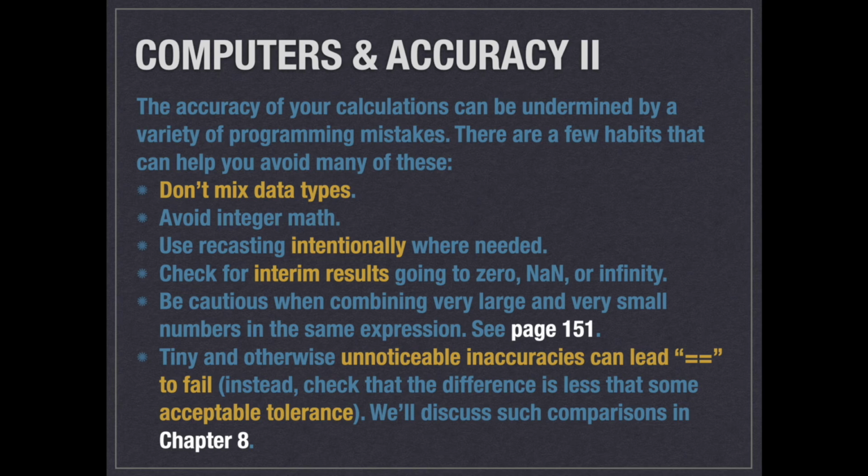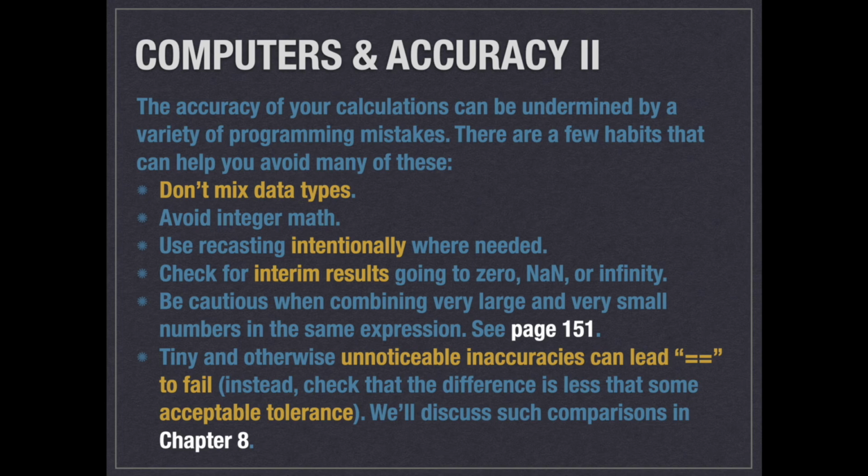So first off, if you can get away with it, don't mix data types. Don't put yourself in the position of having to write an expression in which your understanding of what Java will do automatically is perfect. It may be, 99% of the time, but maybe not all the time. Number 2, avoid integer math. Number 3, use recasting intentionally where needed. Don't rely on Java's automatic promotion if you can, because people do get confused about when it will occur, how it will occur, what side of the equal sign it will occur, and stuff like that. You can still run into difficulties.